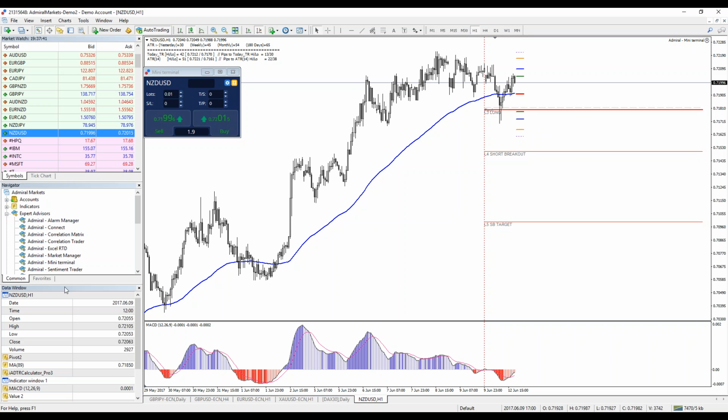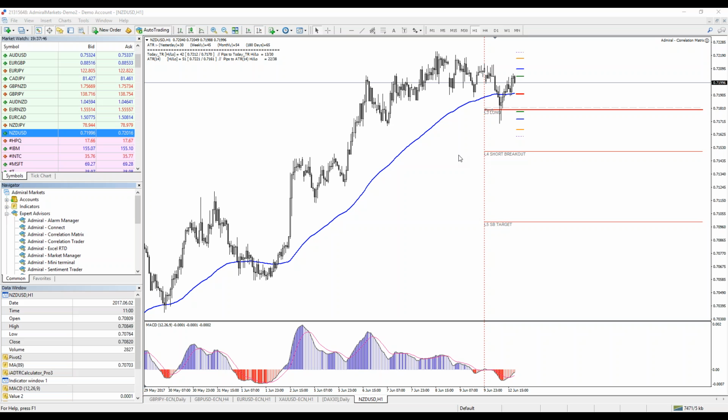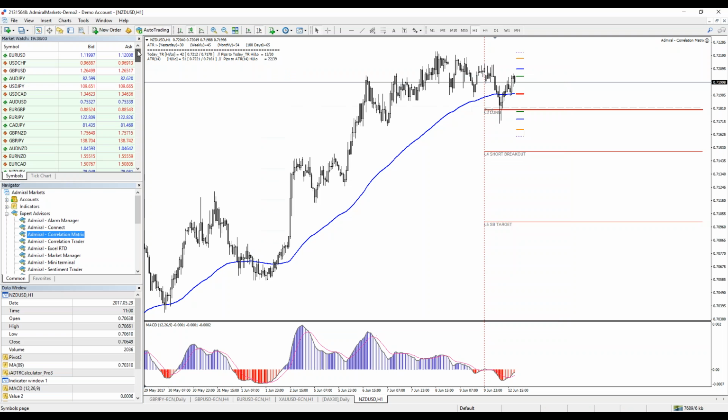And don't forget that you should use the correlation matrix. It's very important that you use it, because then you should avoid being double exposed to different currencies. Very, very useful tool. So don't forget to use correlation. This is my favorite tool on Admiral Markets Supreme Edition.